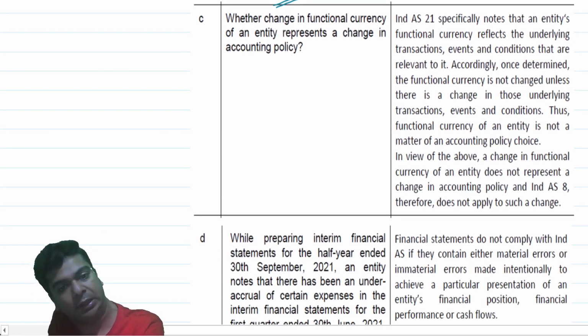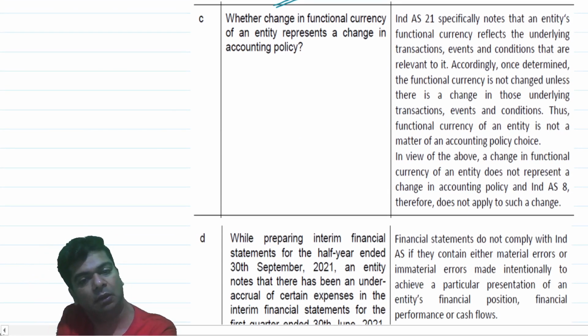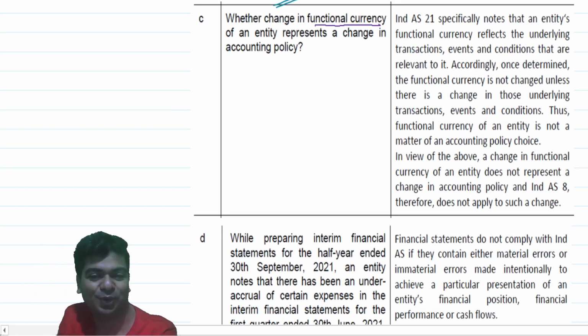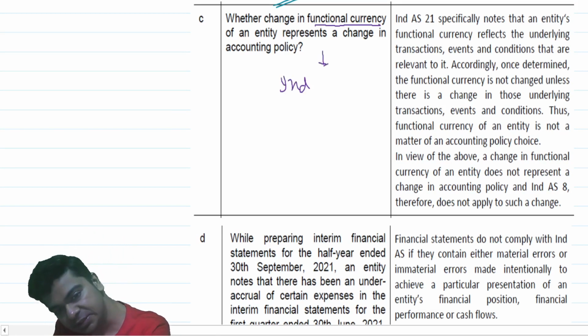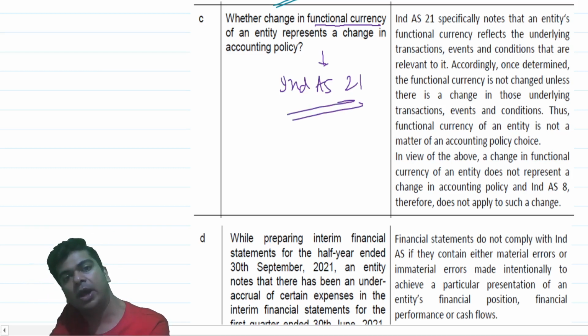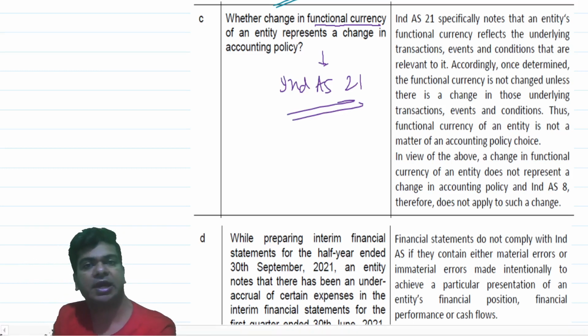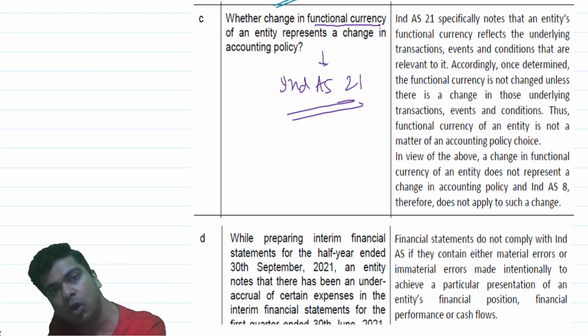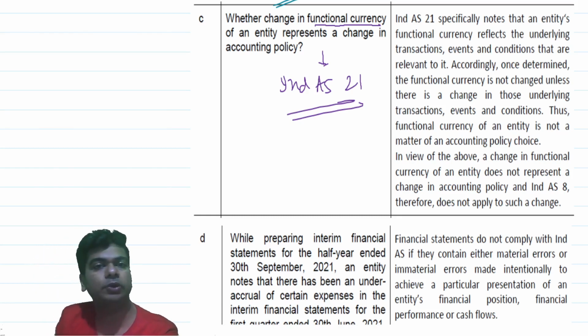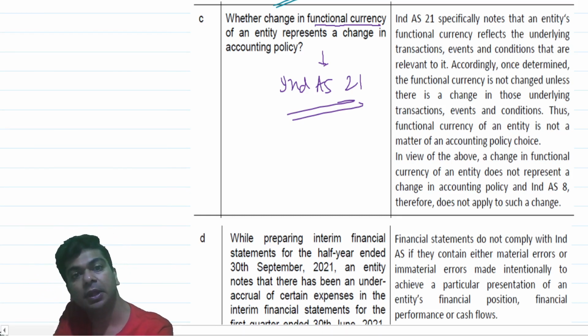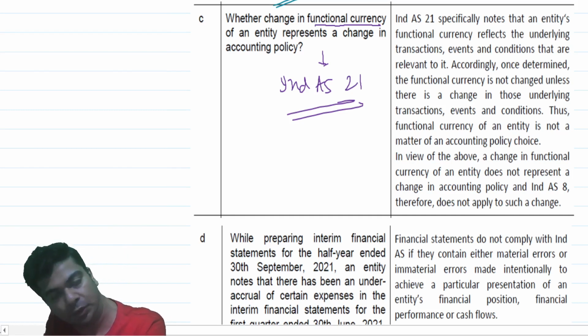Yeah, an interesting one. They are saying whether change in functional currency of an entity represents a change in accounting policy. Okay. Functional currency is a subject matter of Ind AS 21. Ind AS 21 describes certain conditions, transactions, events, and considering all that, you will decide what will be your functional currency. And once the functional currency has been selected, you will keep on using it as a functional currency till there is any change in those events, terms, and the conditions, right?